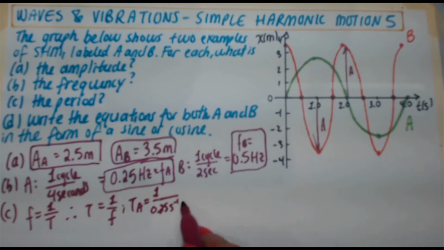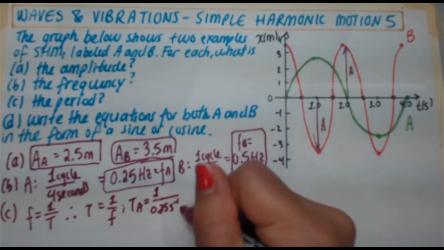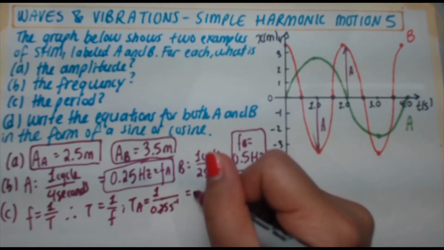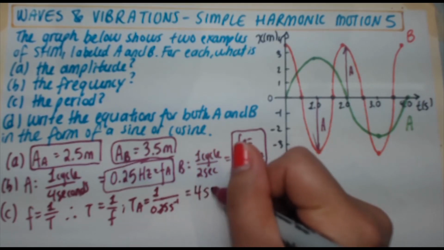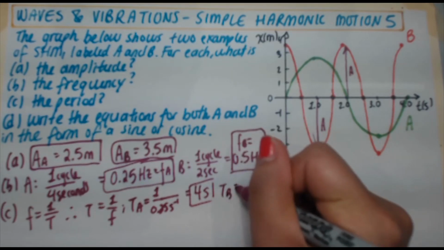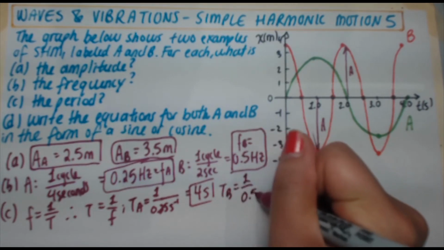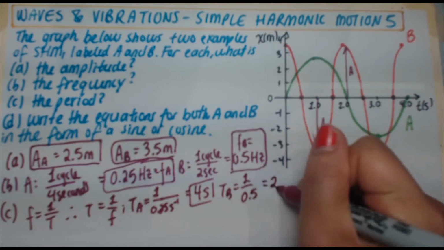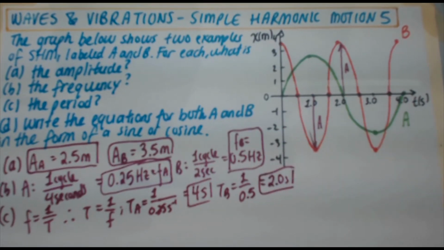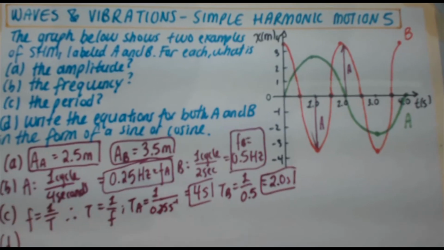Hertz is the same thing as seconds to the negative 1. So you can see if you have that in the denominator, it comes up to the numerator and becomes seconds. So T_A is 4 seconds. And the period for B is 1 over 0.5. So therefore 2 seconds.